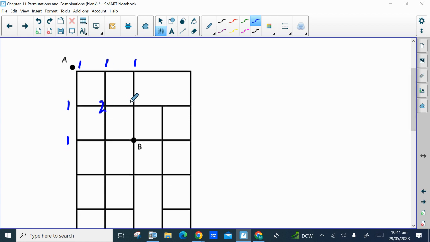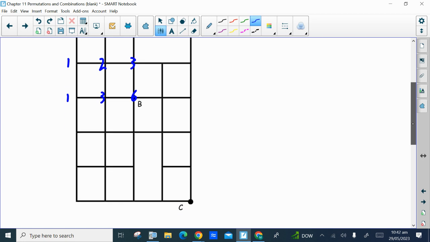1 plus 1 is 2. 2 plus 1 is 3. 1 plus 2 is 3. 3 plus 3 is 6. So there's 6 ways to get to B. And now from B, we're going to move closer to C. So there would be 6 paths or routes across the top from there, as well 6 routes going down. Just like we had 1s across the top and the side when we first started. From B, we'll have 6 across the top and down the side.